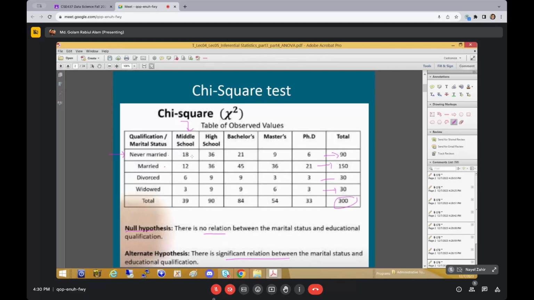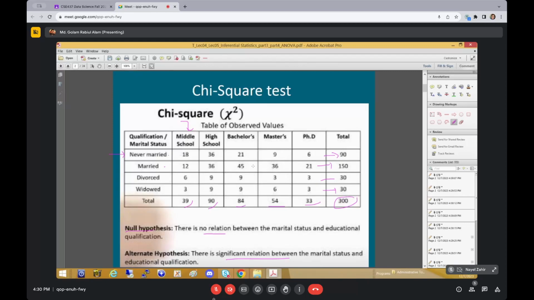And if we calculate the total of the different categories, the middle school total is 39, high school total is 90, bachelor total is 84, master's total is 54, and PhD total is 33. So these are our observed values. That means from the collected data we got those results.